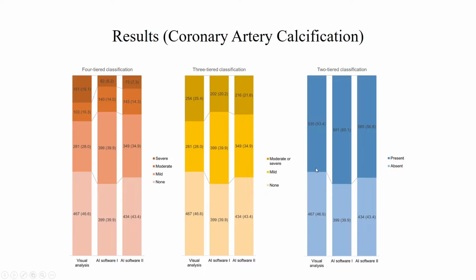The prevalence of CAC ranged from 53.4% to 60.1%, with CAC severity classified as mild, moderate, or severe in 28% to 39.9%, 10.3% to 14.3%, and 6.2% to 15.1% of patients respectively, depending on the method of CAC assessment.